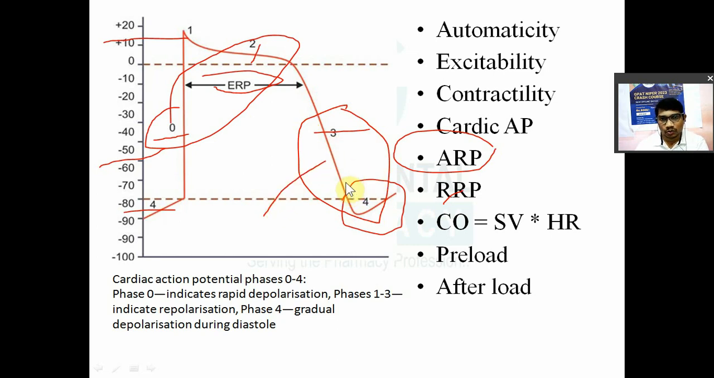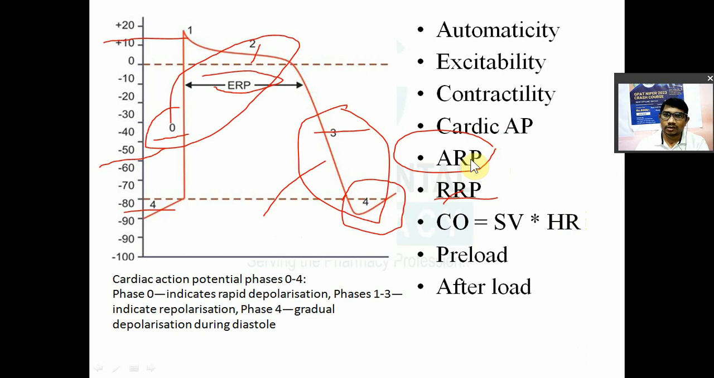So the question comes: in which of the following periods can the cell have another excitation if a strong stimulus is supplied to the cell? And in the options you will get effective refractory period and absolute refractory period, and the relative refractory period, so you should know this. During the absolute refractory period, the cell cannot react to another stimulus. But in the relative refractory period, if the stimulus is strong, the cell can react.